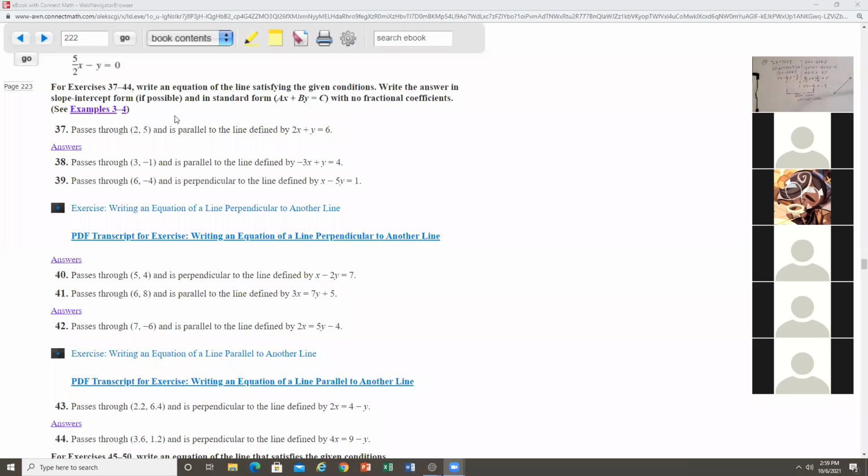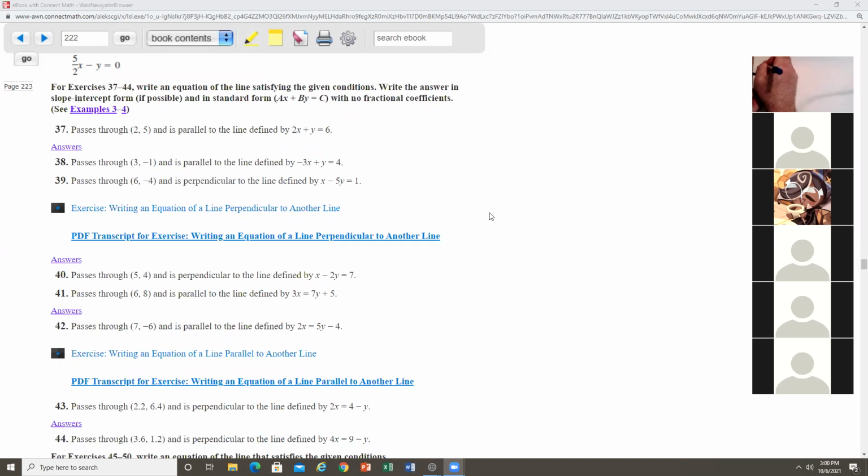For these problems, it says write an equation of the line satisfying the given conditions. Write the answer in slope-intercept form if possible and in standard form with no fractional coefficients. Problem 38, ladies and gentlemen, that's the one we're going to tackle.